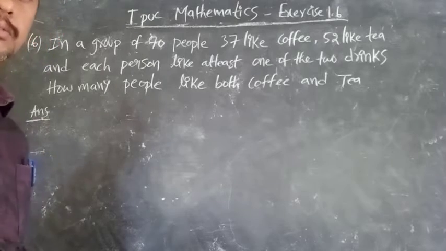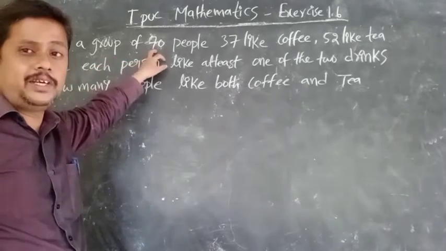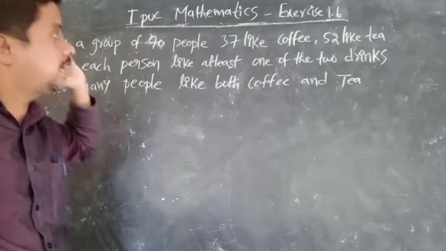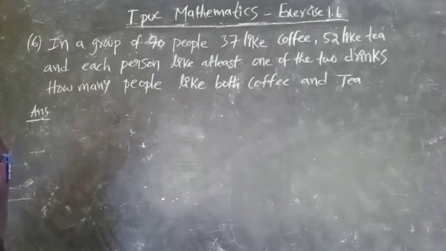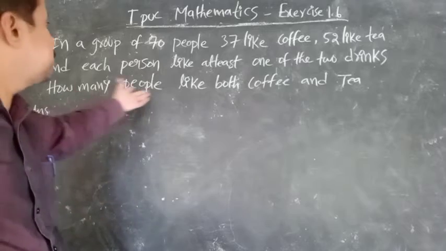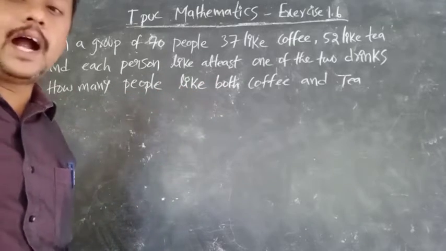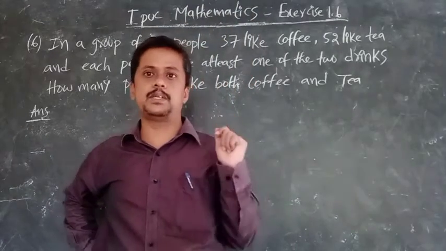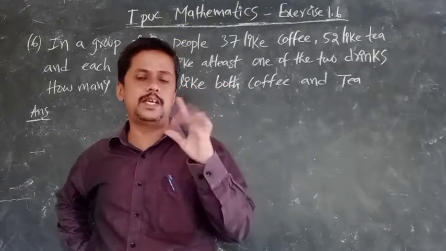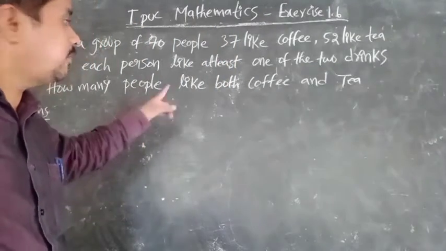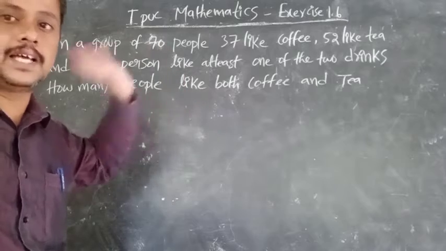Among 70 members, each person likes at least one of the two drinks, either coffee or tea or both. How many people like both coffee and tea? "And" has come, as already told, and what does "and" represent? Intersection representation. Remember, "and" means intersection. Now let's write coffee as one side and tea as another side.